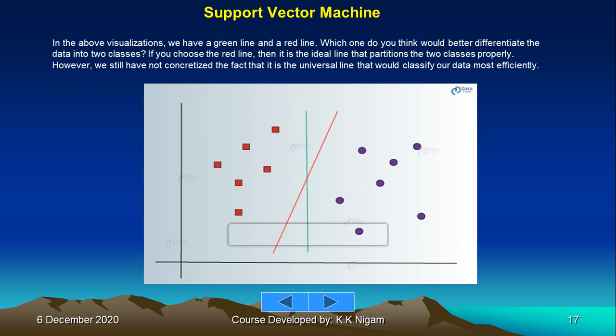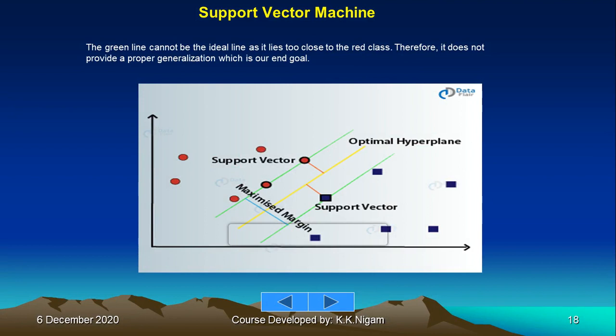Now, if you choose the red line, then it is the ideal line that partitions the two classes properly, which is very obvious. You can see it in the picture. However, we still have not concretized the fact that it is the universal line that would classify our data most efficiently. So we have to see whether this is the most appropriate, most acceptable line. The green line cannot be the ideal line as it lies too close to the red class. Therefore, it does not provide a proper generalization, which is our end goal.